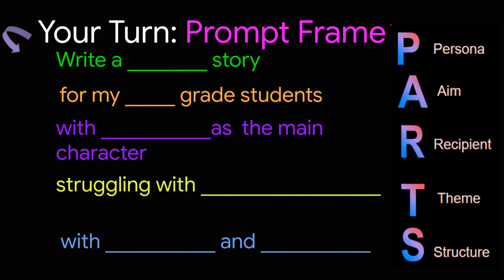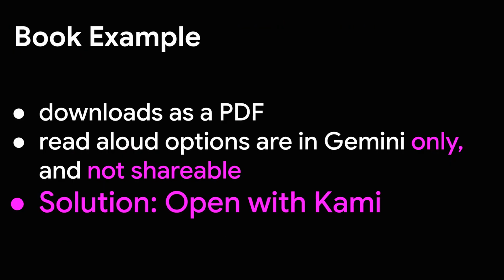It's your turn. Pause the video and use this prompt frame to create a story prompt. Add details to your prompt that will tell Gemini what kind of a book you want to create and include specific details such as lexile level or language output. Your book will download as a PDF document. The read aloud options are available only in Gemini.